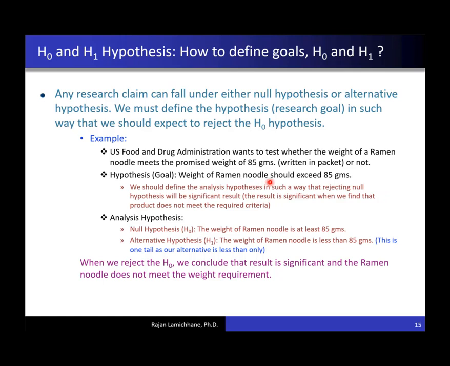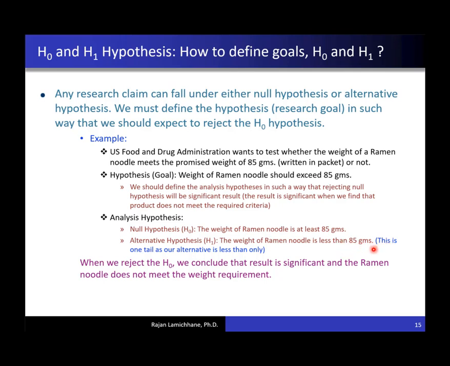So here the ramen noodles should exceed 85 grams. So that's what we are looking at. And should exceed means it should be at least 85 grams, because if the weight of the noodle is at least 85 grams, then it meets the criteria. So this at least goes to the null hypothesis. Okay, so the weight of ramen noodle is at least 85 grams, which is null hypothesis. And then your alternate hypothesis is opposite to this at least, which is less than.